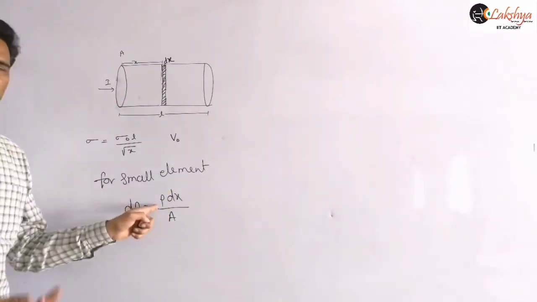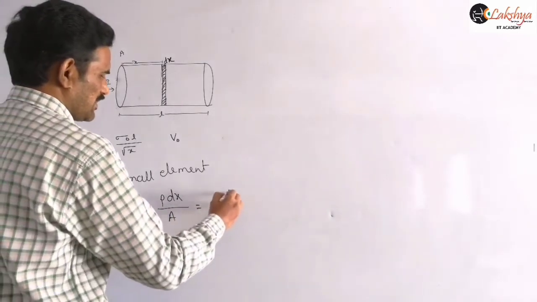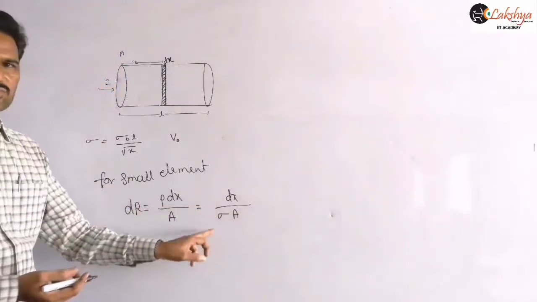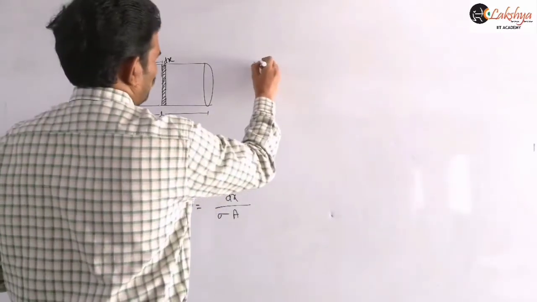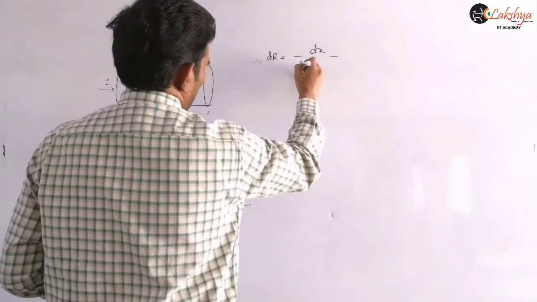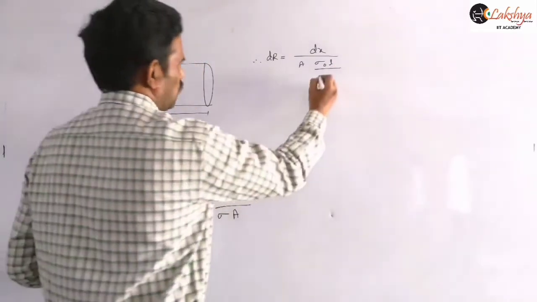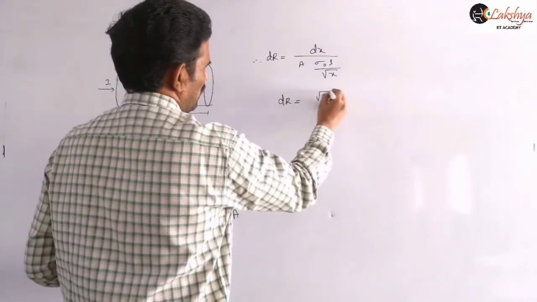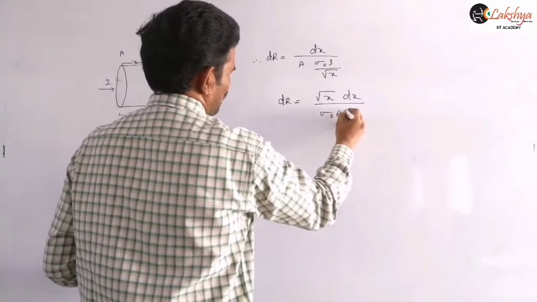And next, instead of resistivity, conductivity is given. So, we can write this as dx by sigma into A, where I am writing rho as 1 by sigma. So, let us substitute the sigma value there. Therefore, dR is equal to dx by A into, that sigma is nothing but sigma naught into L by root x. Therefore, finally, dR is equal to root x into dx by sigma naught into A into L.